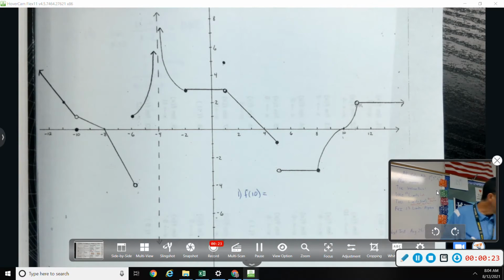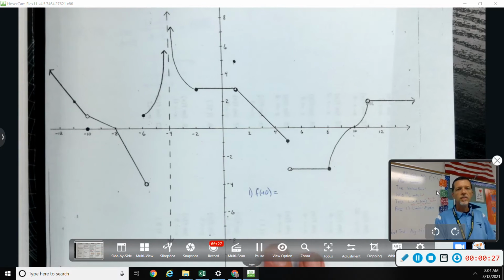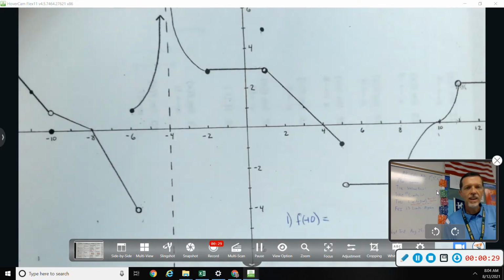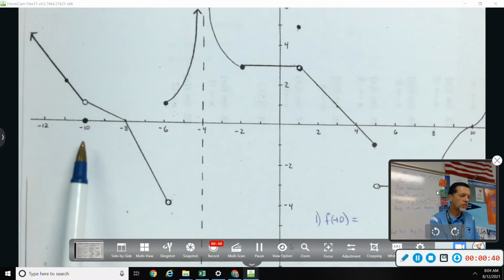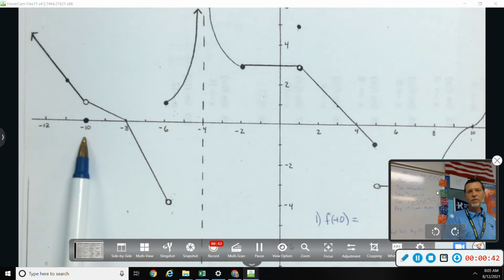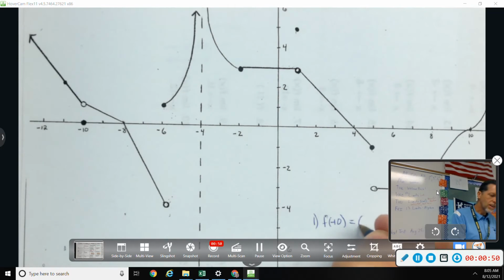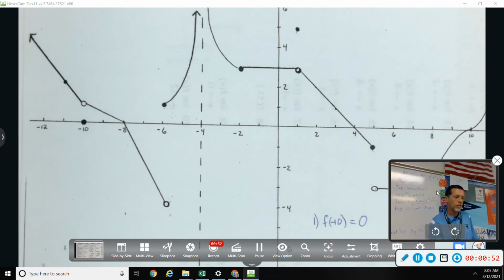That's f of negative 10 is the first one. So f of negative 10, not the limit, but the function. So here's x equals negative 10. What's the function at negative 10? What's the y value? 0. Good. The y value is at 0 because there's a dot there.